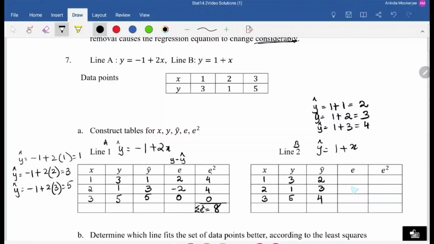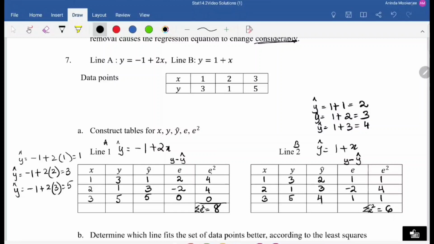Again, to calculate your e values, all you do is take your y values and subtract the predicted y values, or y hat. So 3 minus 2 is a 1. 1 minus 3 is negative 2, and 5 minus 4 is a 1. 1 squared is 1, negative 2 squared is a 4, and 1 squared is a 1. Sum them up. Just need to sum up the last column for e squared. So 1 plus 4 is 5, plus 1 is 6.